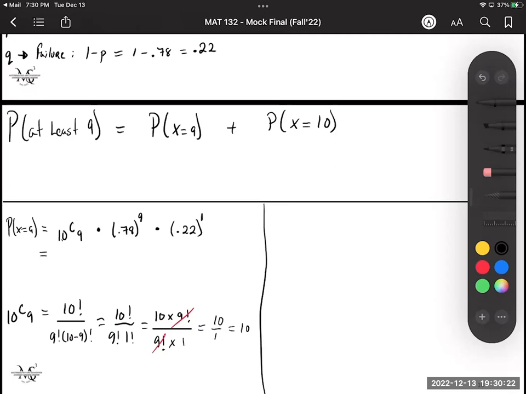So the probability that x is equal to 9 is going to be 10 times 0.78 raised to the 9th power times 0.22 raised to the first power, which is just 0.22. Any number raised to the first power is just that number. So if I multiply all of that out in my calculator, can somebody give me the first 5 decimals you see? The very first 5 decimals.